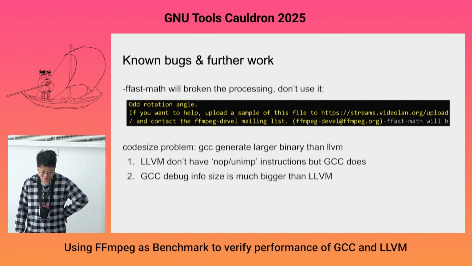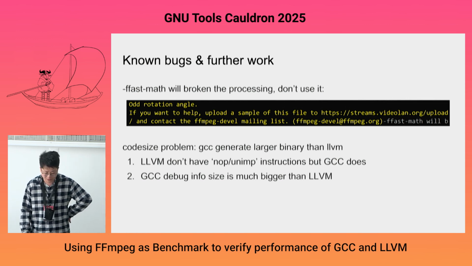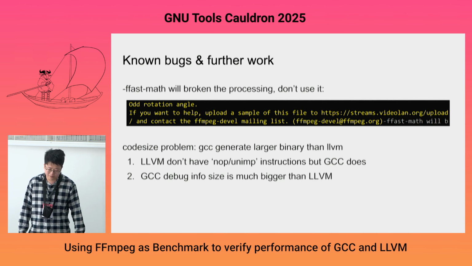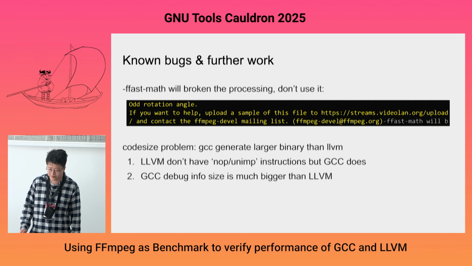And here we have some known issues. First, you can't use fast-math with the test, since it will break FFmpeg. And the code size GCC generates is almost 2 times larger than LLVM. We looked into it and found that GCC will generate a lot of loops and unimplemented instructions, but LLVM does not. And the debug info size is much larger than LLVM.